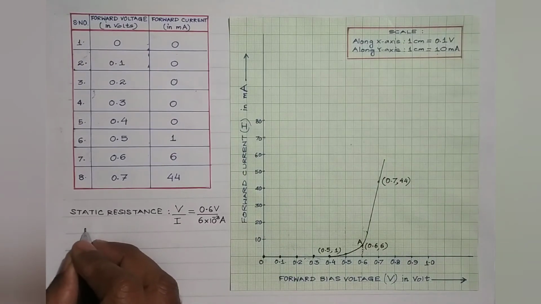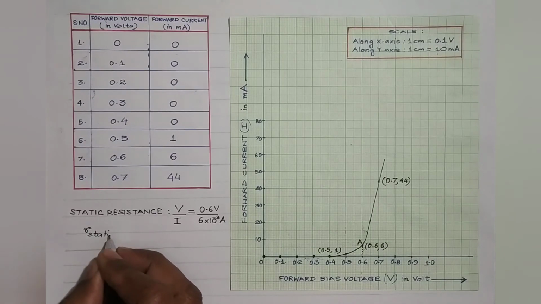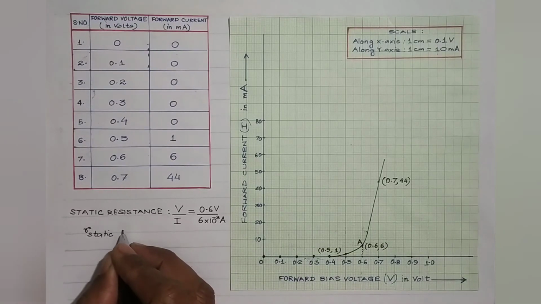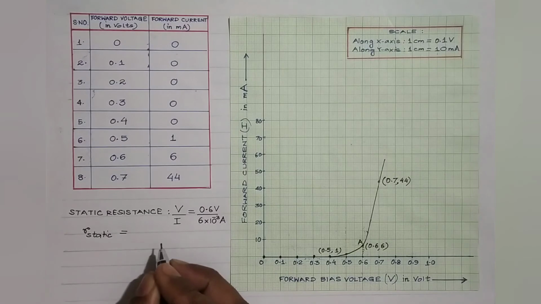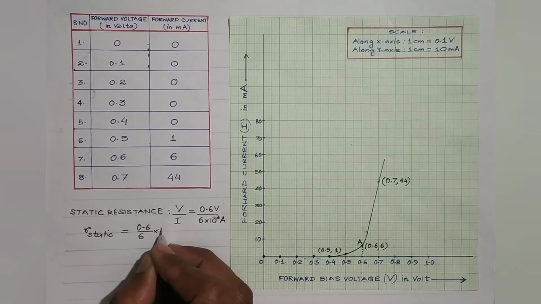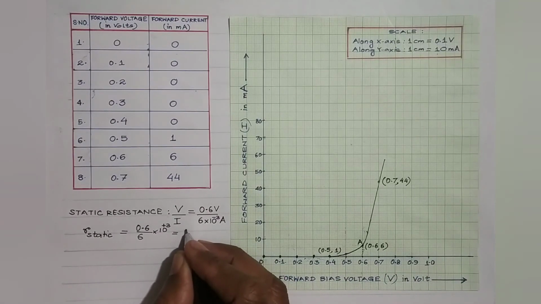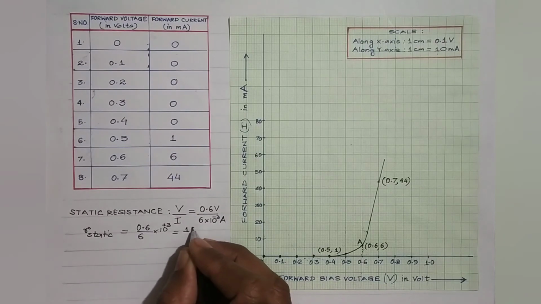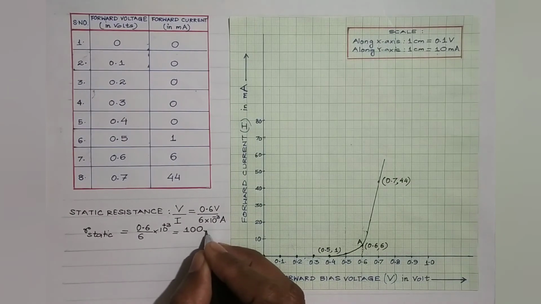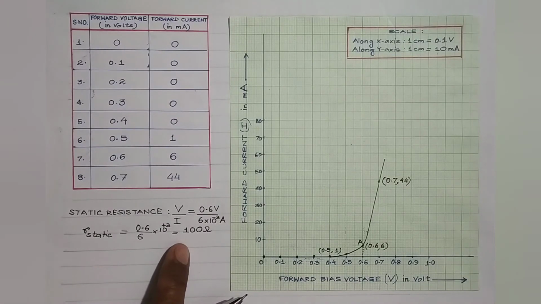So R static, that is DC resistance or static resistance, would be given by 0.6 divided by 6 multiplied by 10 raised to power minus 3. Right? So, if you solve it, it should be equal to 100 ohm. So, this is the value of the static or the DC resistance.